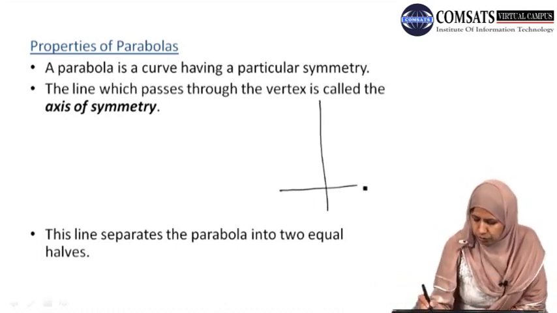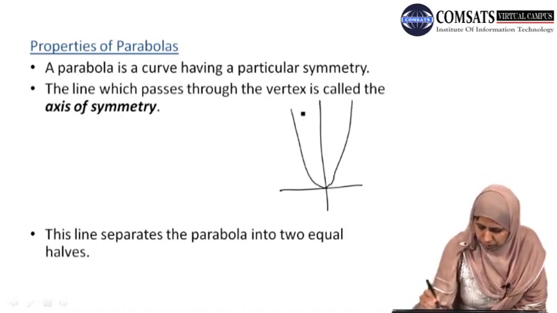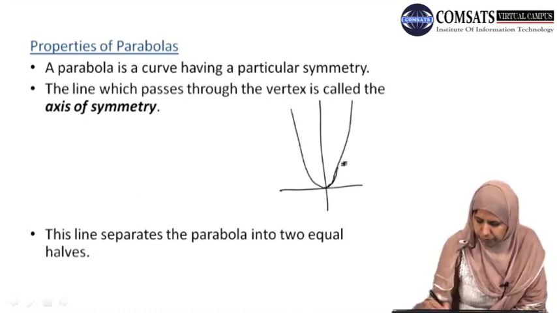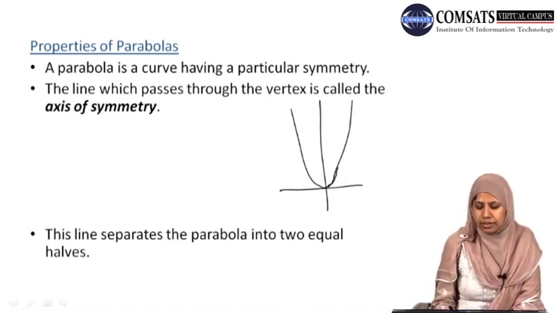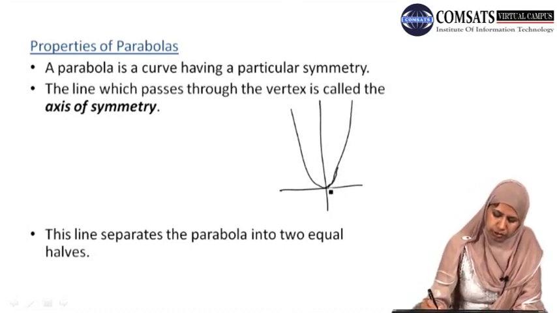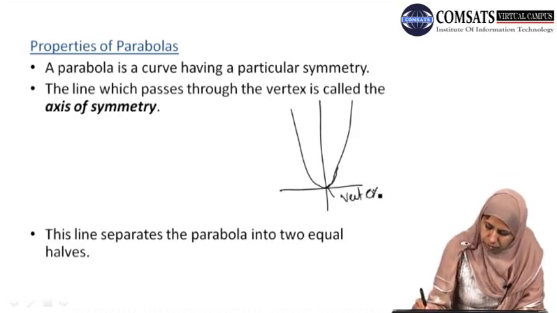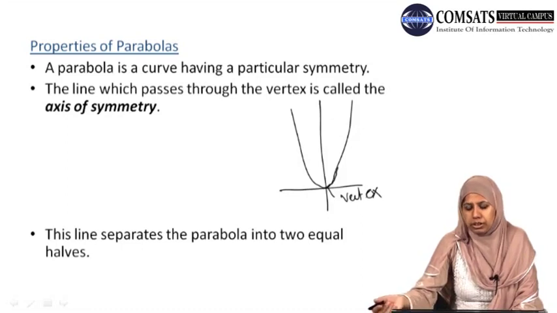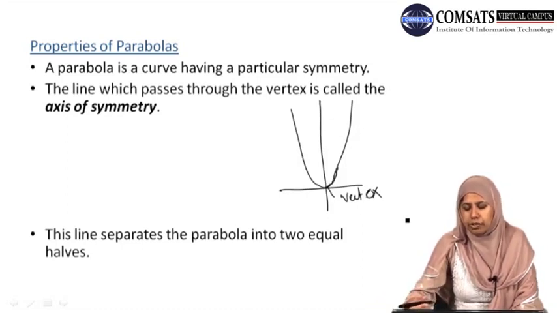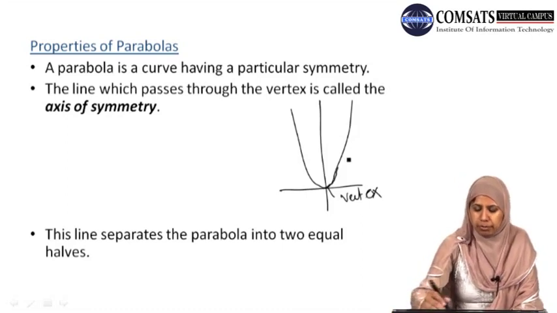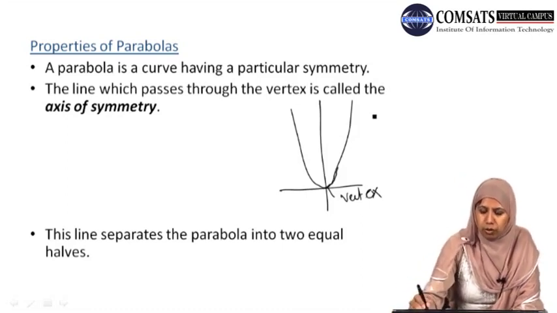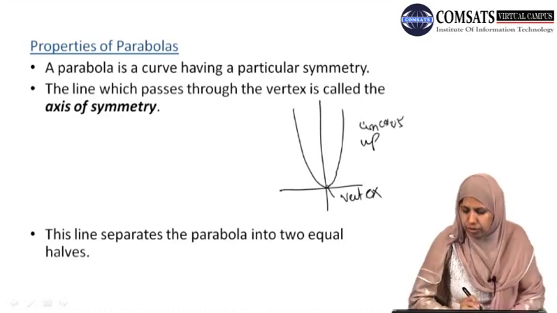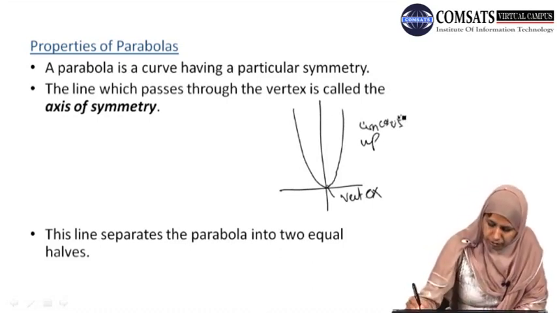For this we have to draw our parabola. Let's say this is our parabola. What is the vertex in this case? The vertex is our origin. And is the given parabola concave up or concave down? The graph tells us that the given parabola is concave up because it is open from the top.